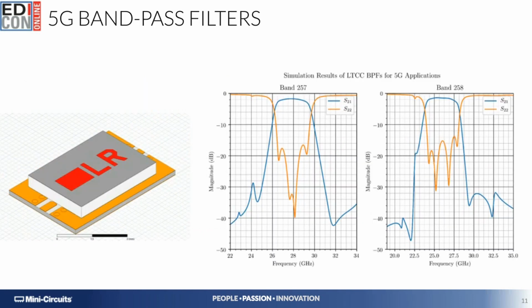Another example of a realization of filters well into the mmWaves is this couple of 5G-oriented bandpass filters. These are two filters that have already been designed and sent out for fabrication, targeting specifically bands 257 and 258 of the upcoming 5G application standard. Again, we see much lower in-band insertion losses than traditional techniques, traditional materials previously employed by the LTCC industry.